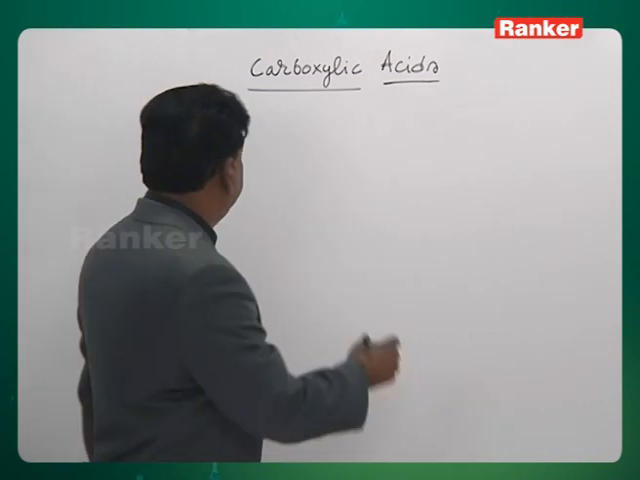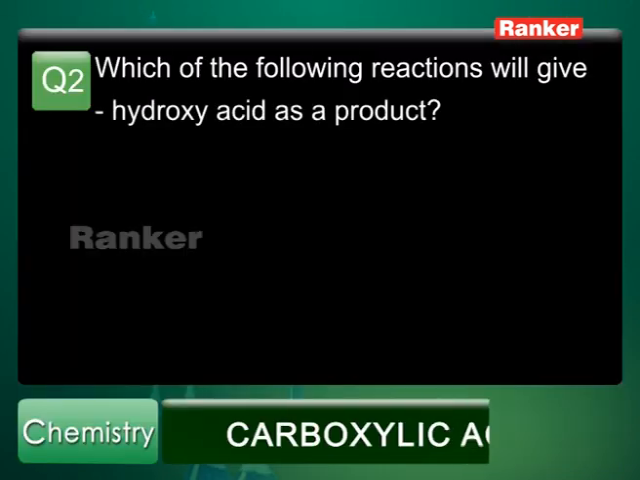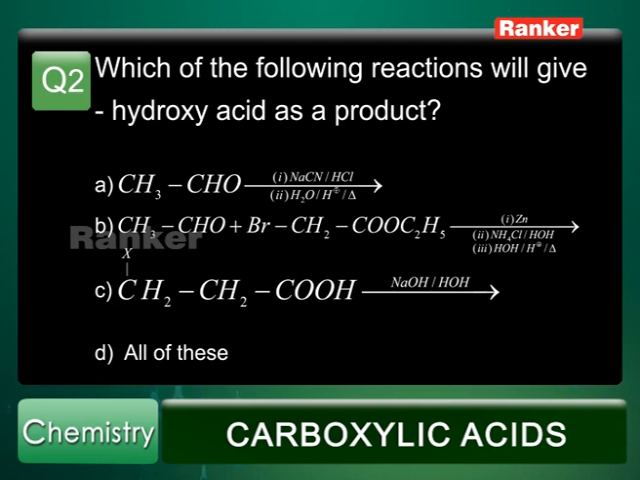Now let us see question number 2. Which of the following reactions will give an alpha hydroxy acid as a product? The first answer is acetaldehyde with sodium cyanide. A cyanide group is added on the carbonyl group followed by hydrolysis, which gives an alpha hydroxy acid. The second one, B, is acetaldehyde with an alpha bromo ester. This is known as the Reformatsky reaction, in which alpha beta unsaturated acids will be the answer. That is the wrong answer. Answer C is a beta hydroxy compound which on hydrolysis gives a beta hydroxy acid. So these are wrong answers.